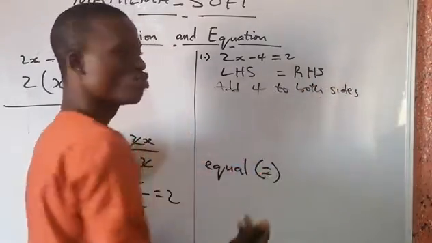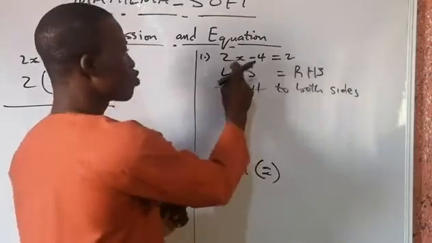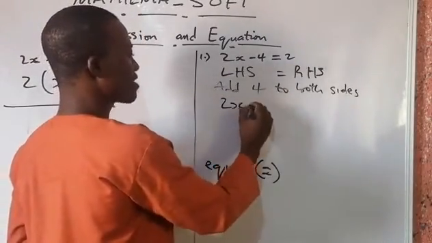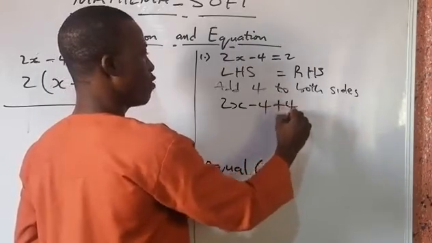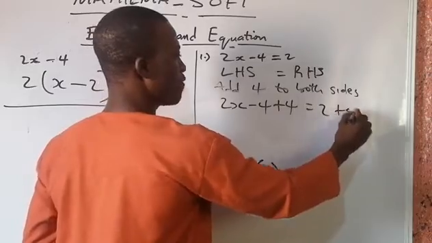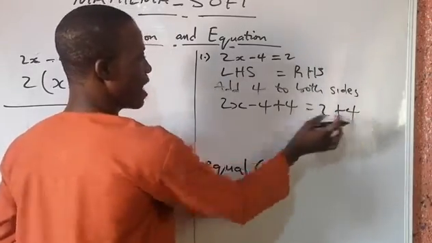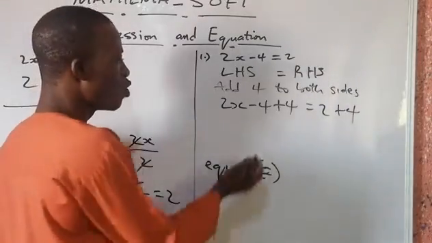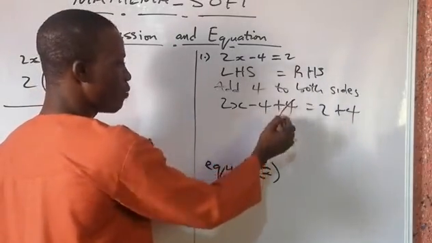I'll say add 4 to both sides. Both in English is used when two things are involved. So the two sides, that's what that means. So I will have 2x minus 4 plus 4 on this side equals 2 on this side plus 4. I've just added 4. Nothing has changed. So minus 4 will remove plus 4.